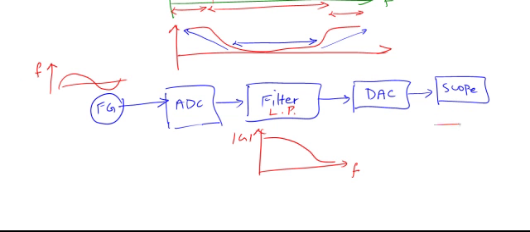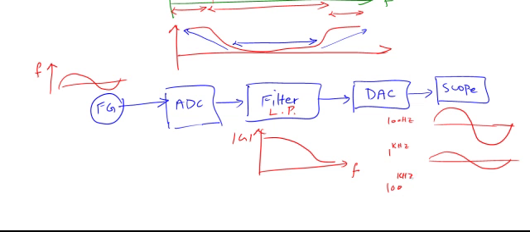So let's say for 100 Hertz, I'm going to see a signal like this. If I change it to 1 kilohertz, I'm going to see a more attenuated signal. And let's say if I change it to 100 kilohertz, I should be able to see only a very attenuated and weak signal.